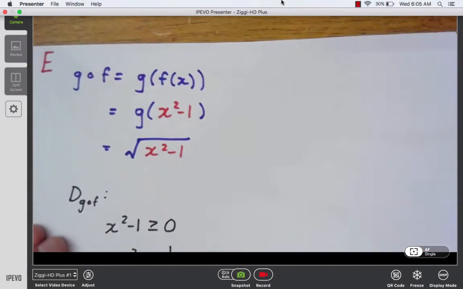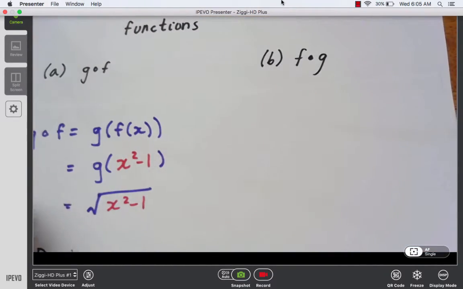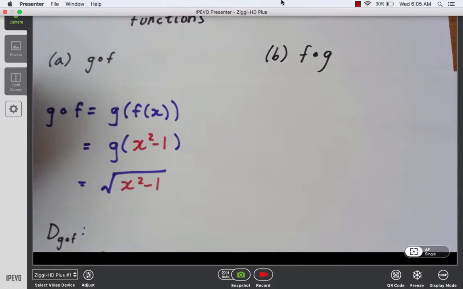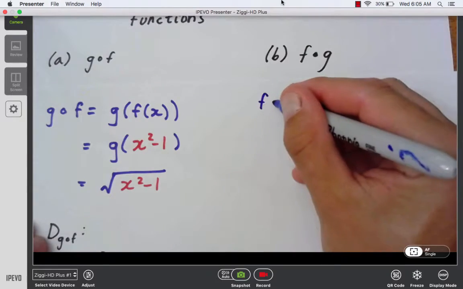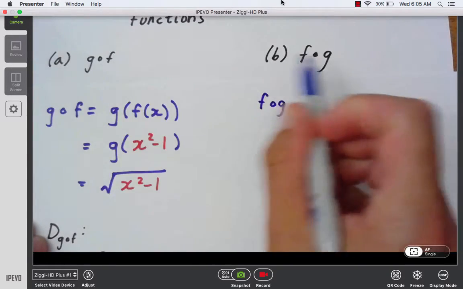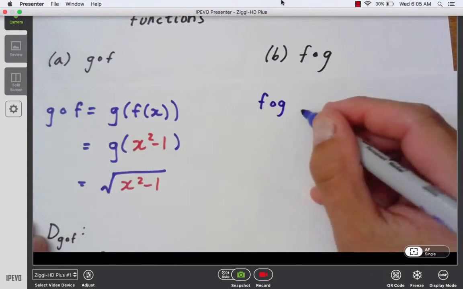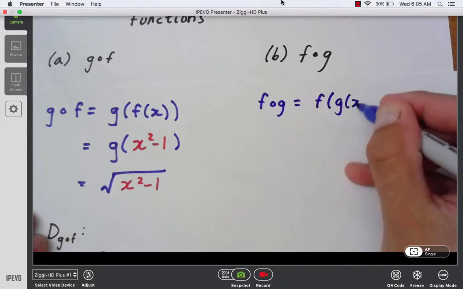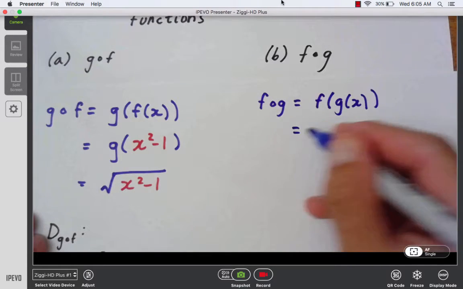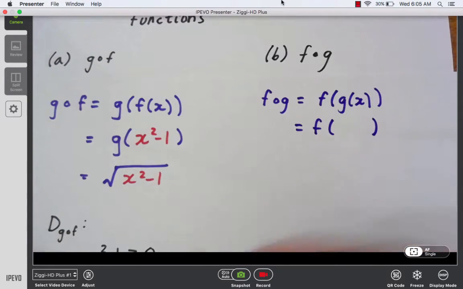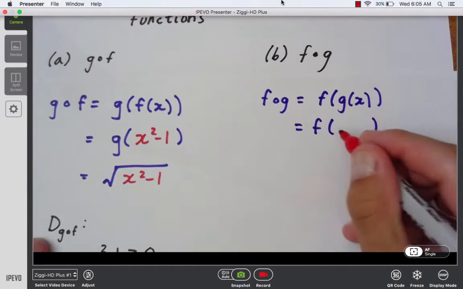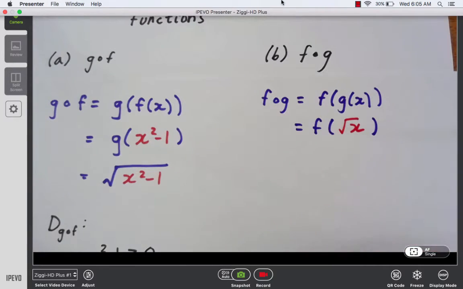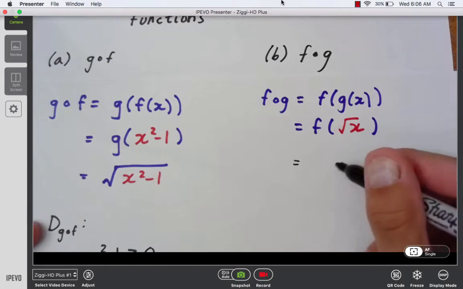Now, for this second example, we're going to be looking at f of g. Just because they look like they're commutative doesn't mean they're going to have the same domain. So we have f of g of x. Remember, g is the square root of x, and we have to compose the function first. So f was x squared minus 1.